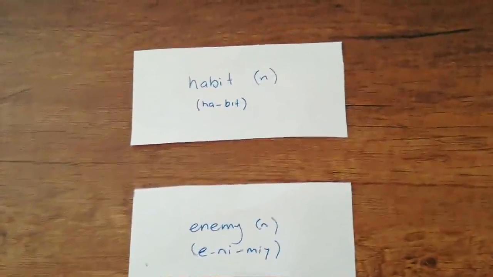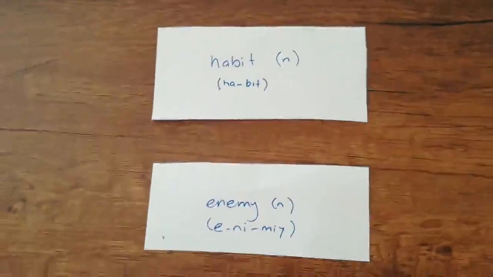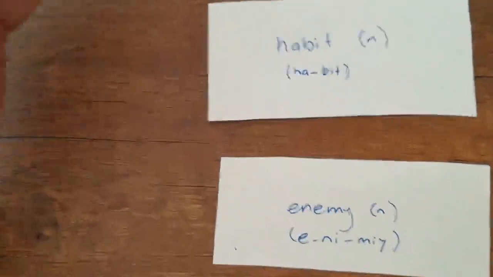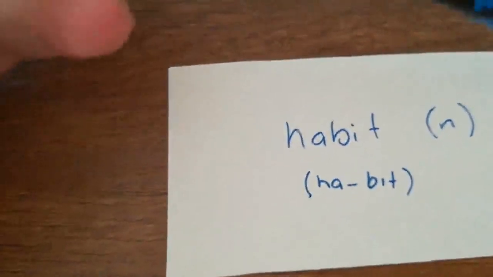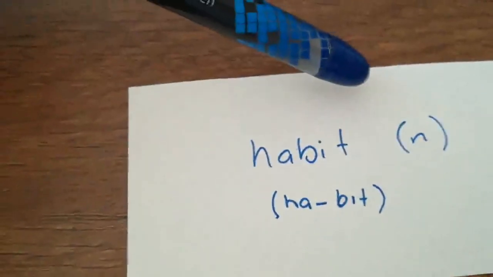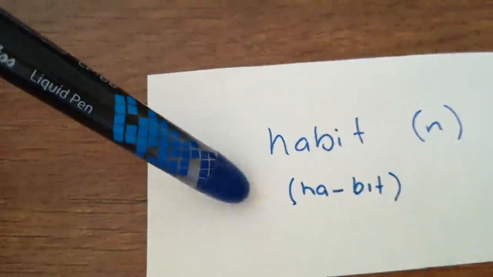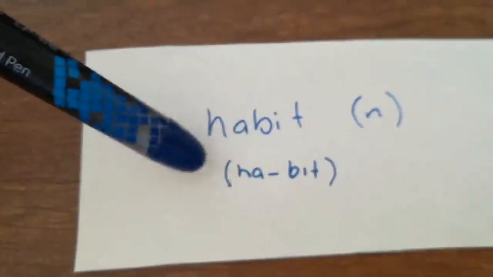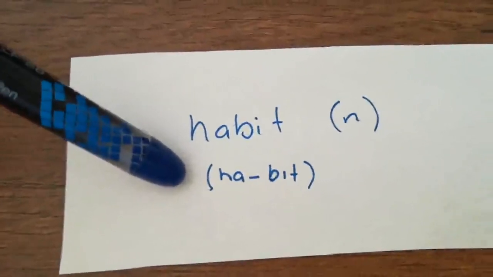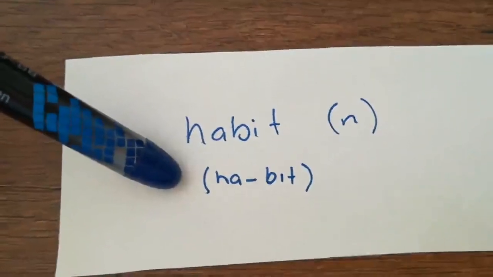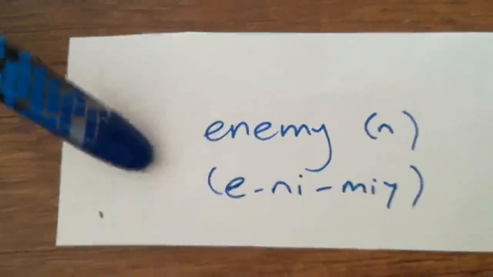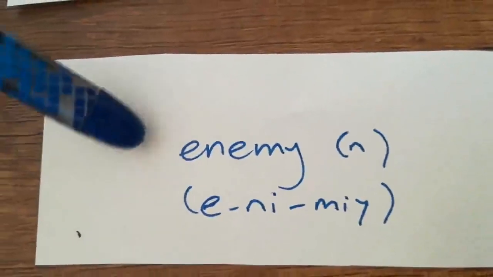Okay, so here on one side I have written habit and enemy. I've also noted that it's a noun, and under here I'm helping with pronunciation. This is Turkish, so if you say this in Turkish you should get habit. In the same way, if you say this in Turkish you should get enemy.